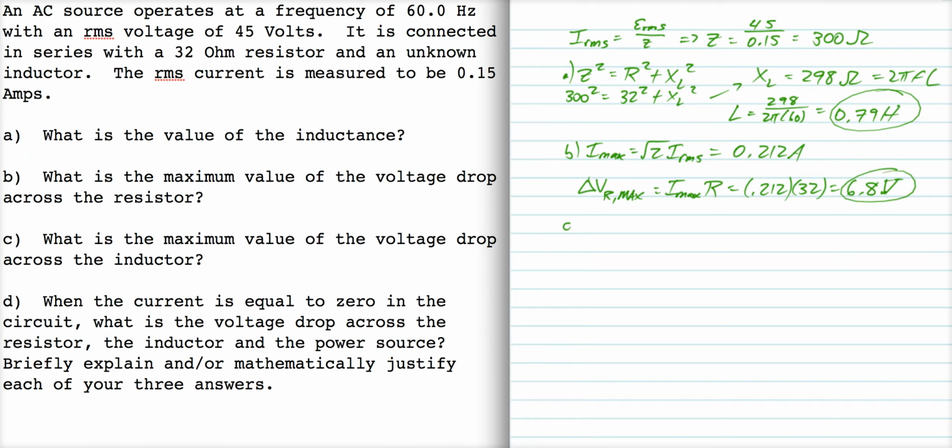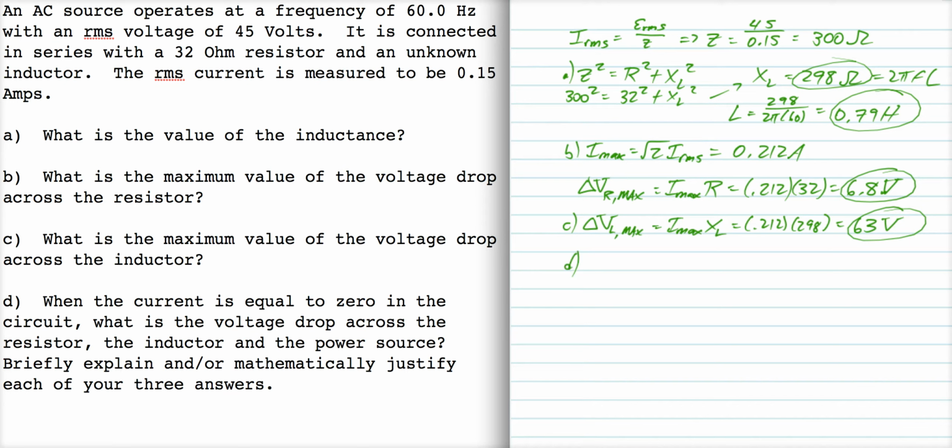Part C, maximum value of the voltage drop across the inductor. Well, voltage drop across the inductor, that max value is just I max times the inductive reactance, which we know up here is 298. So if I multiply those, I get 63 volts.